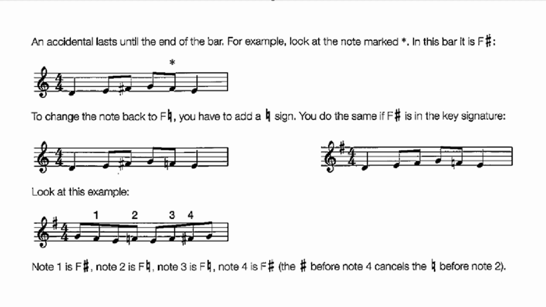Note 1 is F sharp because of the key signature. Note 2 is F natural because there's an accidental in front of it. Note 3 is F natural. It stays F natural because the accidental applies until it is cancelled. Note number 4 is F sharp again. It cancels the natural sign that was before note 2 and affected notes 2 and 3. So we have F sharp, F natural, F sharp, and it sounds like this.